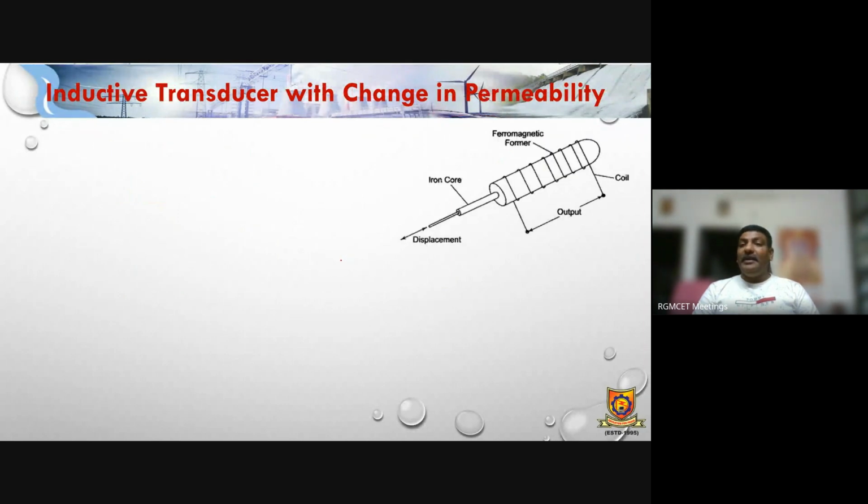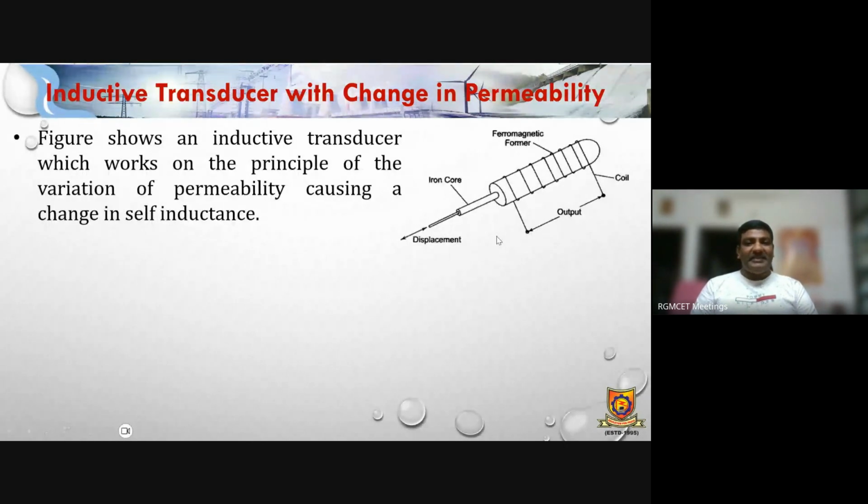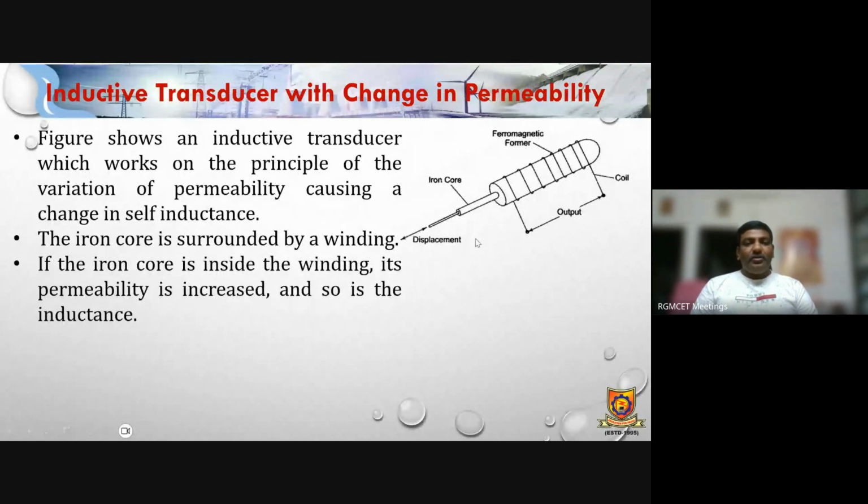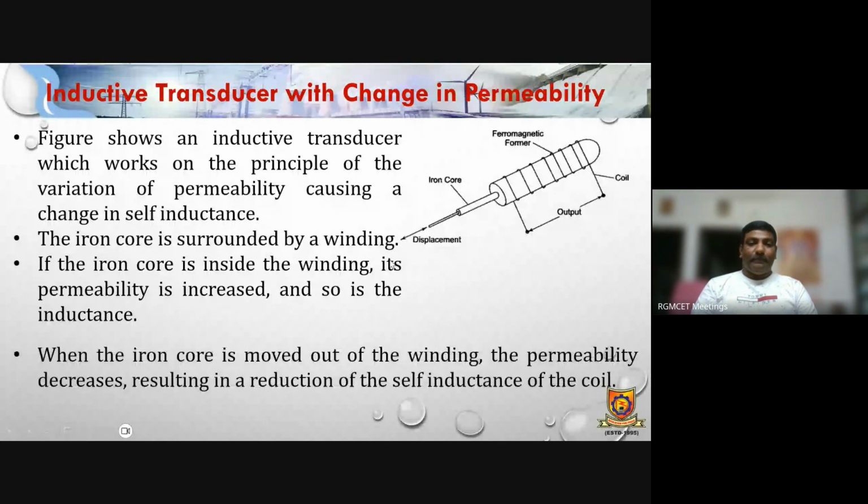Now changing the permeability. Permeability can be changed based on the core, that is, what type of magnetic material we use, on which core the windings are wound, and what kind of materials we are using. So all that depends. The iron core is surrounded by the winding. With the iron core inside the winding, its permeability increases, so that the inductance also increases. So mu is proportional to the value of L.